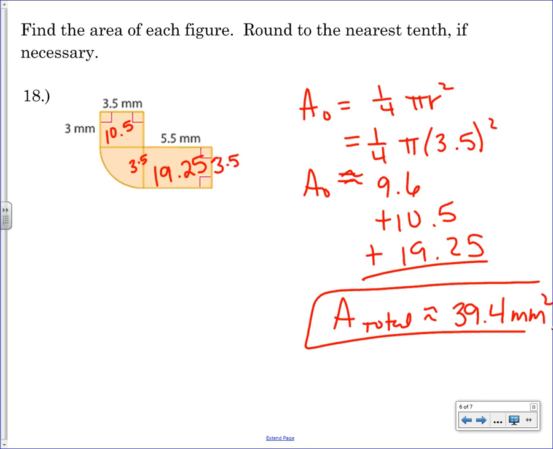Okay? So sometimes we don't actually have to store it. If we're smart about the order that we put it in, like we had the area of the circle and we just left it in the calculator, and then we added the 10.5 and the 19.25. Did I lose anybody? Anybody not get it right? Are we okay? Okay. Last question.